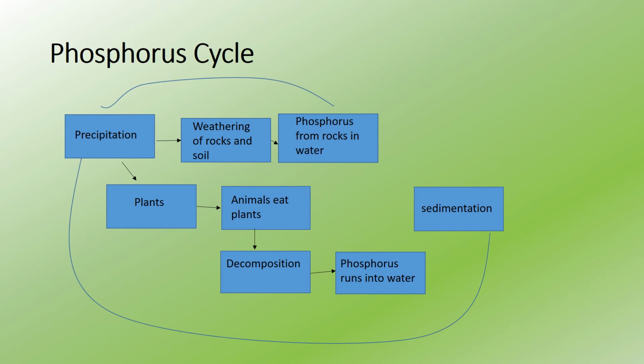In the phosphorus cycle, it starts by precipitation causing weathering of rocks and soil, which releases phosphorus from the rocks into the water. Precipitation is also captured by plants. In return, the phosphorus in the plants is taken up by the animals that eat the plants, and the decomposition of the animals and scat allow the phosphorus to run into the water and the process to start all over again.